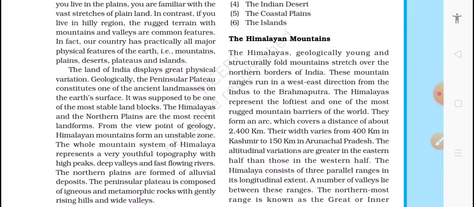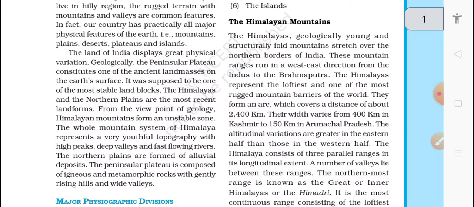Now we will first discuss the Himalayan mountains. The Himalayas, geologically young and structurally fold mountains, stretch over the northern border of India. So these Himalayan mountains run from Jammu and Kashmir to Arunachal Pradesh. These mountains range in the west-east direction from the Indus to the Brahmaputra. The Indus River is located in the north and the Brahmaputra on our east side.